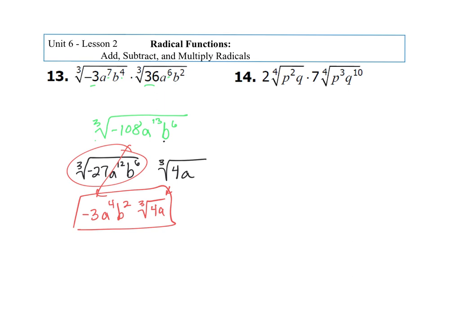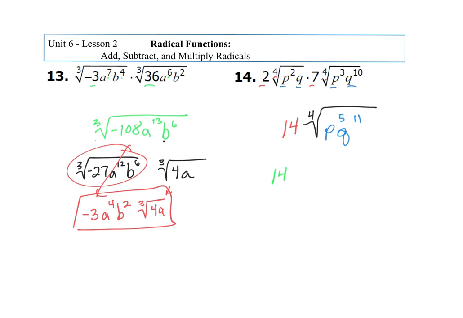Okay, number 14. All right, we have two fourth roots that we're working with. So I'm going to put here a fourth root house. And then I'm going to multiply my outsides first. 2 times 7 is 14. Underneath, we are going to apply our product rule to our variables. We have 2 p's and 3 p's to make p to the 5th. For my q's, I have 1 q and 10 q's to make q to the 11th power.